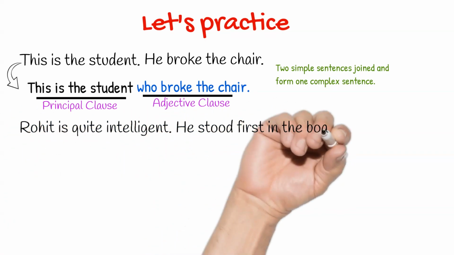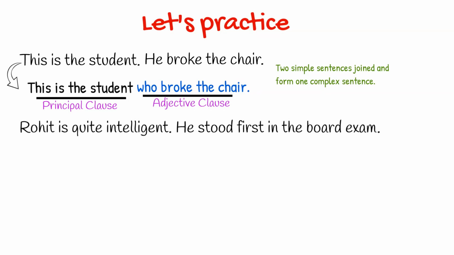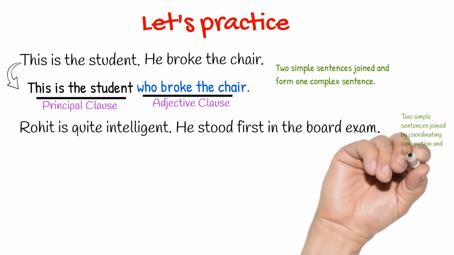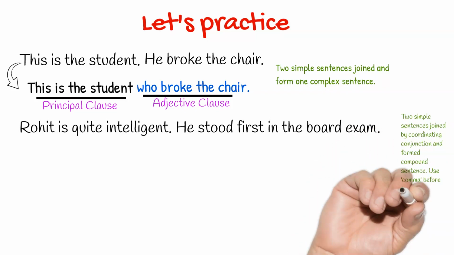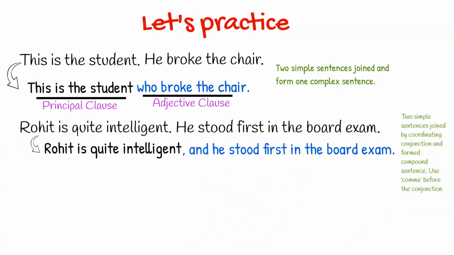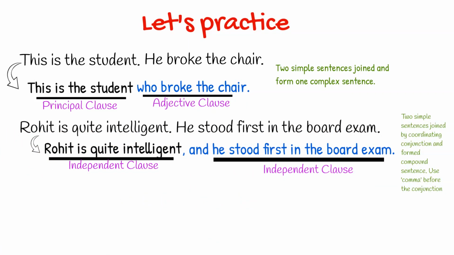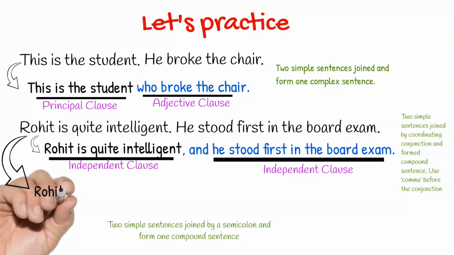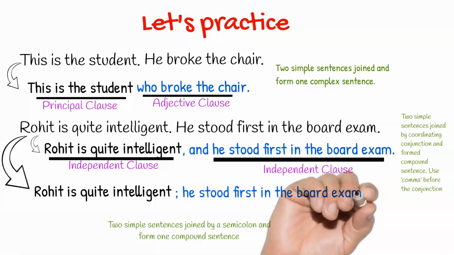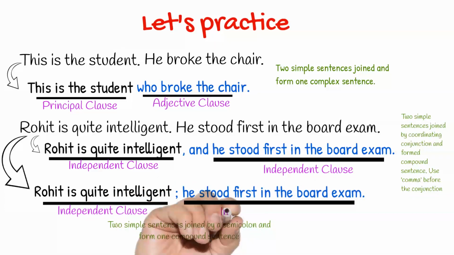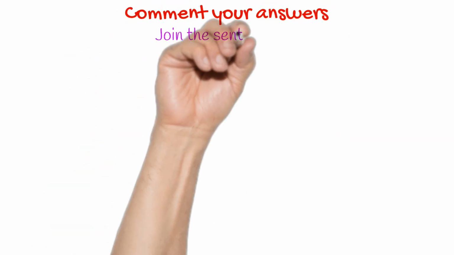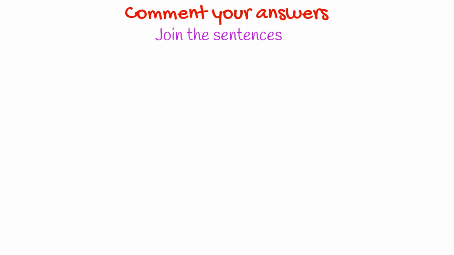Next. Rohit is quite intelligent. He stood first in the board exam. We can join these two simple sentences and form a compound one. We can join these two with the help of a coordinating conjunction. Then we have to put a comma before the coordinating conjunction. Or we can join these two by using a semicolon before the later clause. Post your answers in the comment section below.